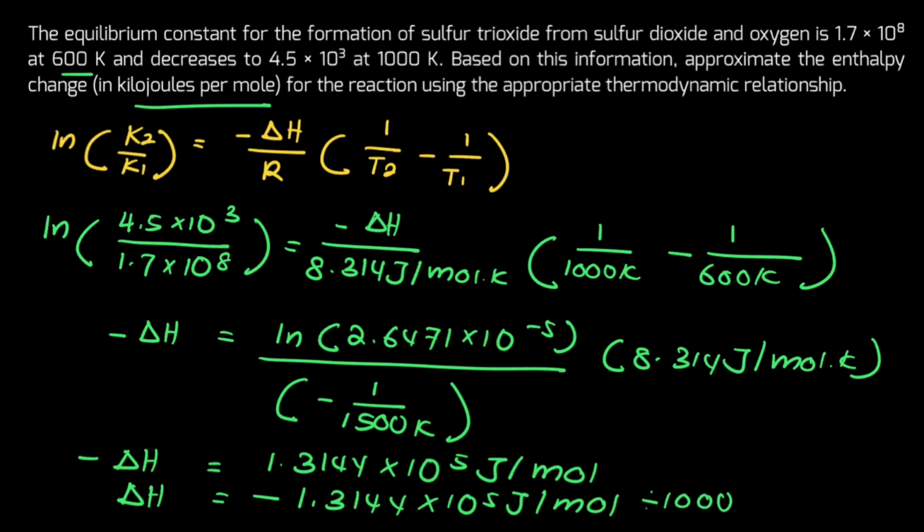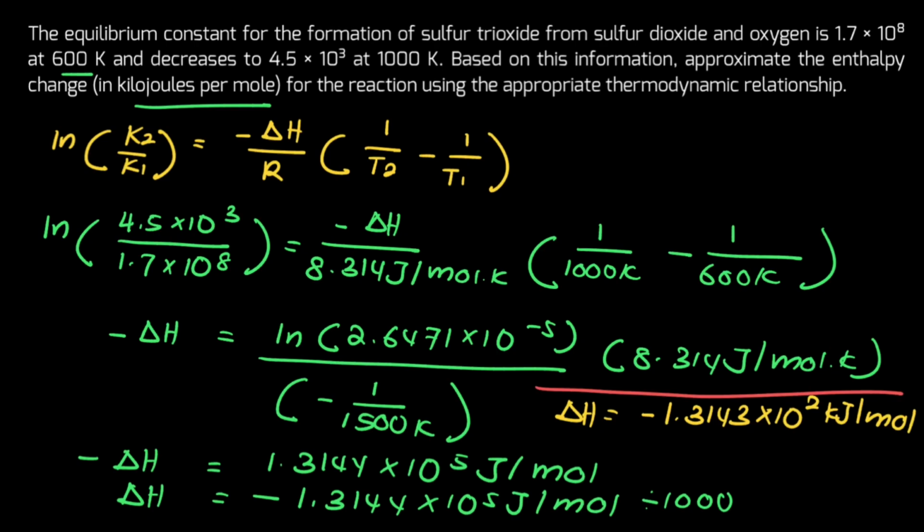So basically, at the end, your final answer should be delta H equivalent to negative 1.3143 times 10 to the power of 2 kilojoule per mole. So this is the final answer for this question.